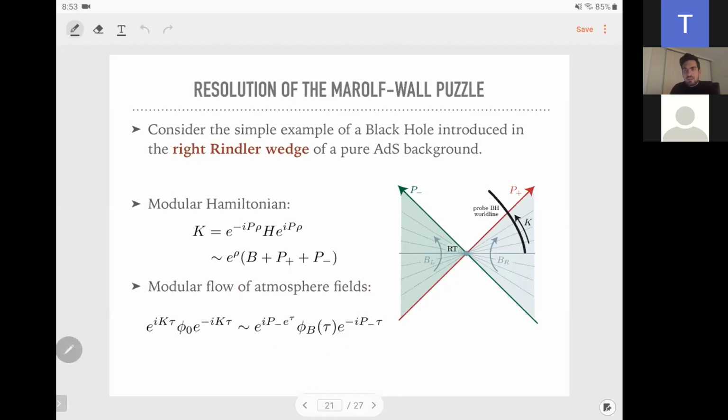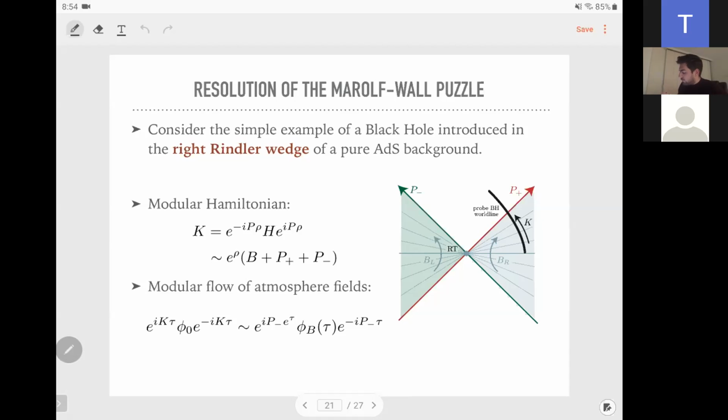I just want to take 1 minute to give you an explicit toy example of how it seems to work in general. And this is the following. Instead of talking about a probe black hole falling into a bigger two-sided black hole, let's talk about a probe black hole falling into a Rindler horizon.